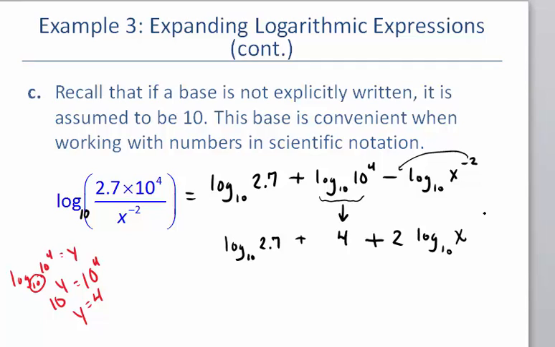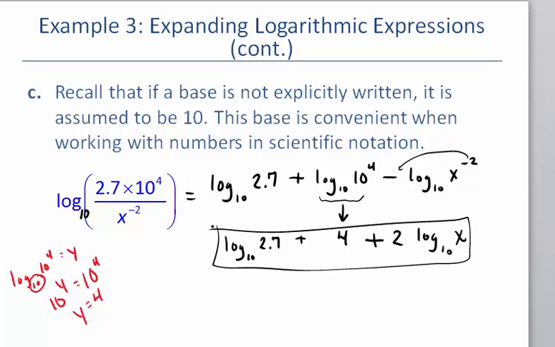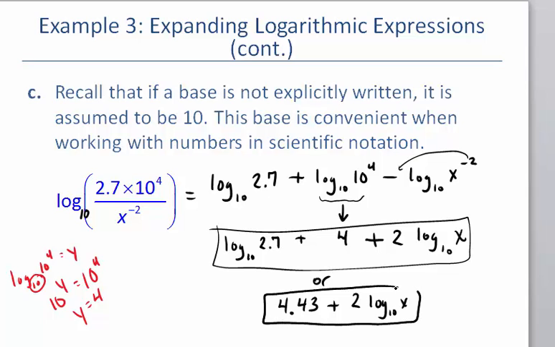And so our options at this point are to pretty much leave it like we've got right here. So this is an acceptable answer. Or you could go in your calculator and type in log base 10 of 2.7, and then once you get an answer there, you could add the 4 to that answer. And you would get 4.43 plus your 2 log base 10 of x. And this is also an acceptable answer.